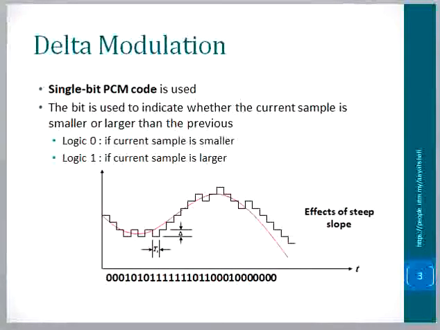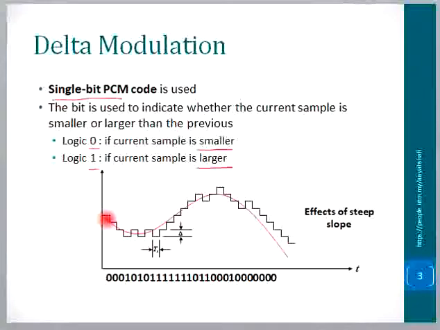As I mentioned before, delta modulation is a single bit PCM mode. It's logic 0 if the current sample is smaller, and 1 if the current sample is larger. For example, you have a signal like the red signal. It just compares the current with the previous.